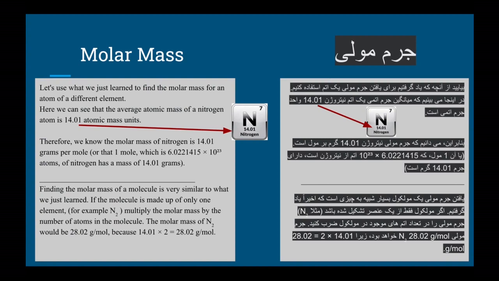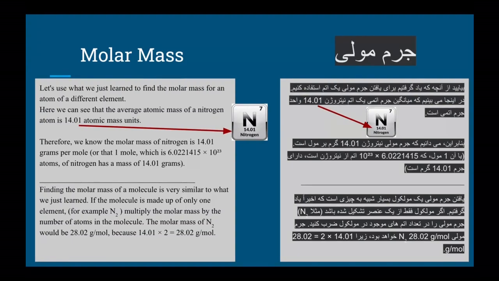When it comes to finding the molar mass of a molecule rather than just a single atom, we can use the technique that we just learned. If the molecule is made up of one element, then we multiply the molar mass of a single atom of that element by the number of atoms in the molecule. So the molar mass of N2, or diatomic nitrogen, would be 28.02 grams per mole, because we multiply 14.01, which is the molar mass of a single atom, by 2, which is the number of atoms in the molecule, and we get 28.02 grams per mole as a result.